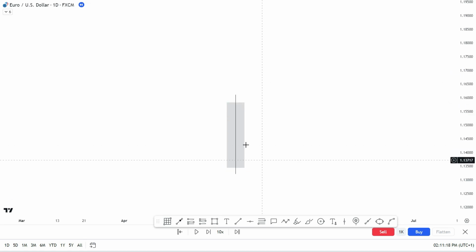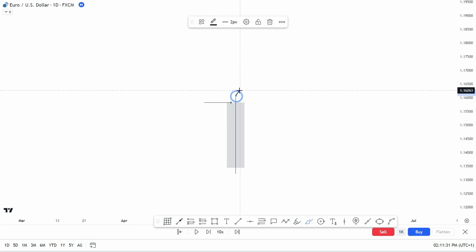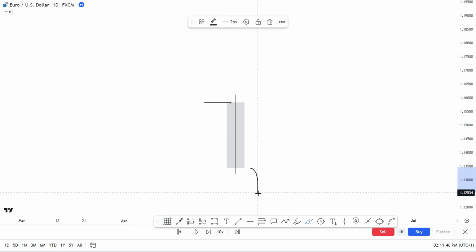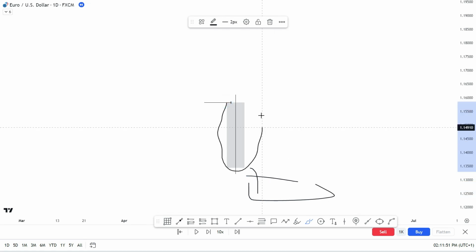Now let's say this is our bearish candle. So we have the open of the candle right here. Price pushed up, later came down and closed here. So what this is telling me is that the next candle is going to open and close below this candle. Why? Because this candle is an indication that there's going to be a bearish continuation.